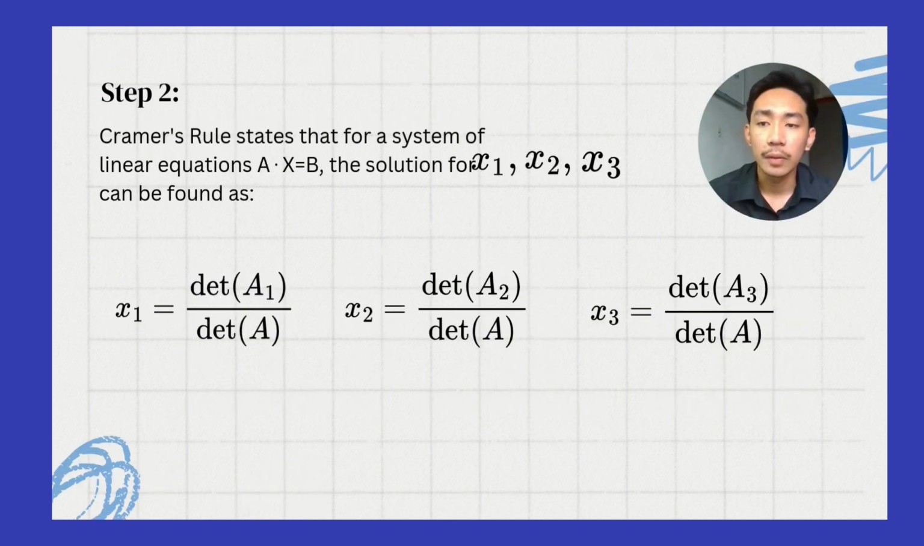Starting from step 2, we're going to use the Cramer's rule method. Cramer's rule states that for a system of linear equations A multiplied by x equal to b, the solution for x1, x2, and x3 can be found as x1 equal to determinant A1 divided by determinant A, x2 equal to determinant A2 divided by determinant A, and lastly x3 equal to determinant A3 divided by determinant A.